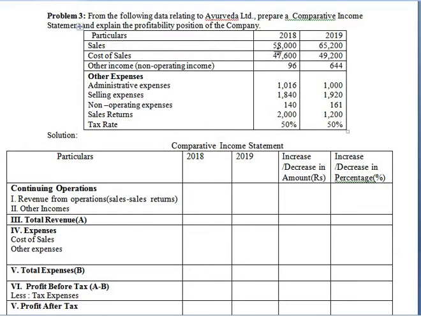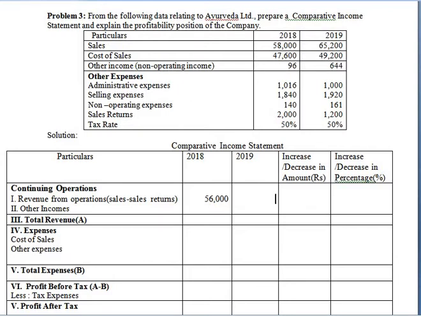Now check in the problem whether the sales is there. Yes. How much? 58,000 for the year 2018. Now check sales returns. It is there. Yes. How much? 2,000. So 58,000 minus 2,000, balance is 56,000, which means revenue from operations for the year 2018 is 56,000.